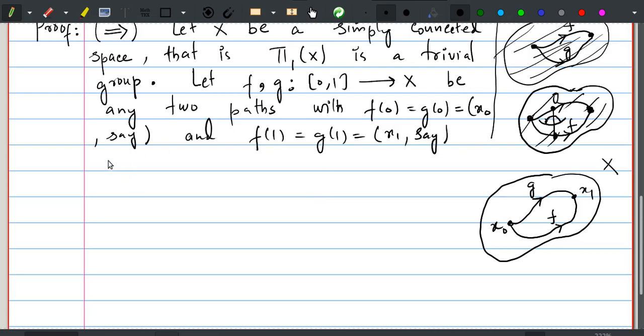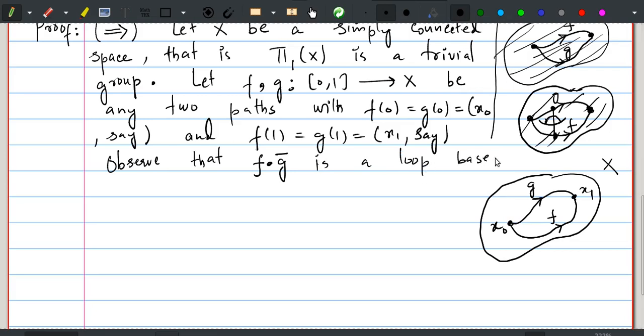And now one can observe that if we take this product here, f product with g inverse, so first we are traveling f, and then we travel g inverse, that means we have to travel g backward. So from this point x1 we have to travel g back to x0. So this product here is actually a loop based at point x0.